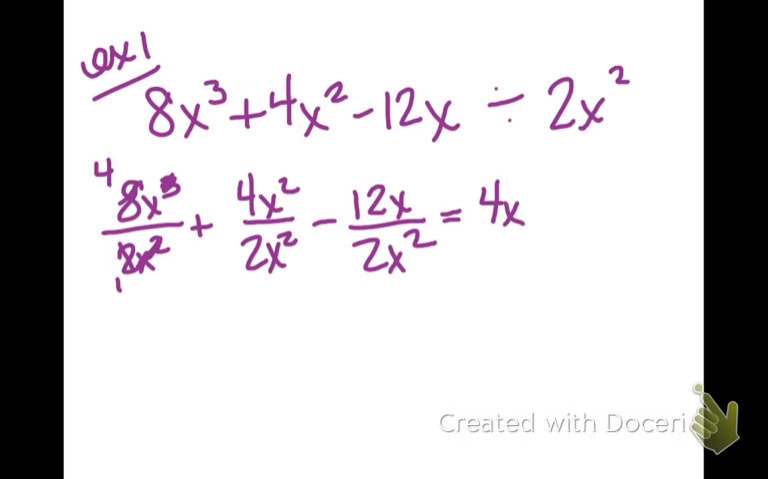In the second term, the 2 goes into itself once and into 4 2 times, and then x squared over x cancels completely, so we're left with a 2. And in the last term, 2 goes into itself once and into 12 6 times, and then 1 minus 2 leaves 1x in the denominator. So we have minus 6 over x.